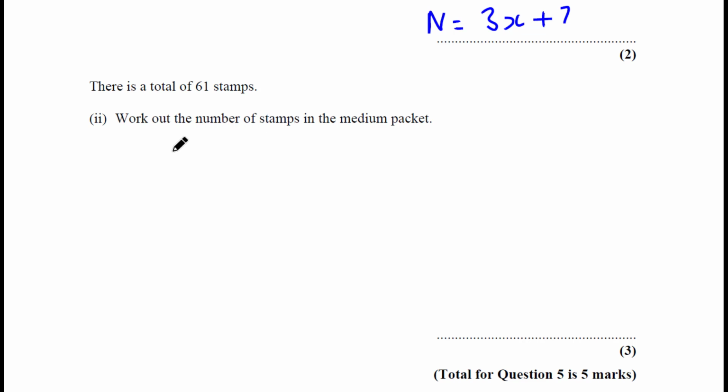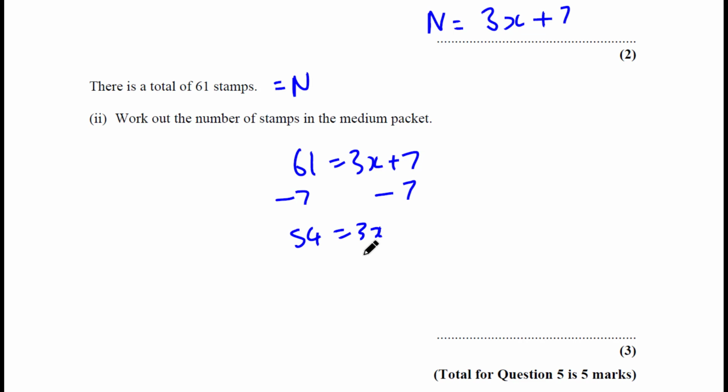Let's leave this here. There's a total of 61 stamps. Now the total stamps equals n, remember, so we substitute that out. We've got now 61 equals 3x plus 7. So minus 7, that's 54 equals 3x. We divide by 3, so x should equal 18.